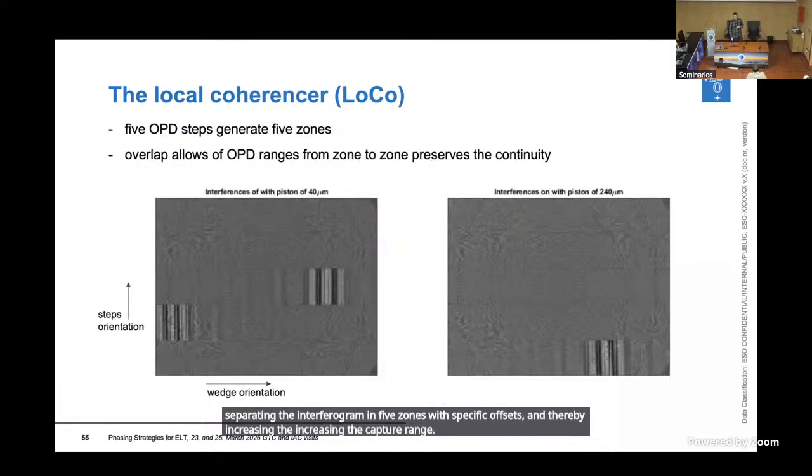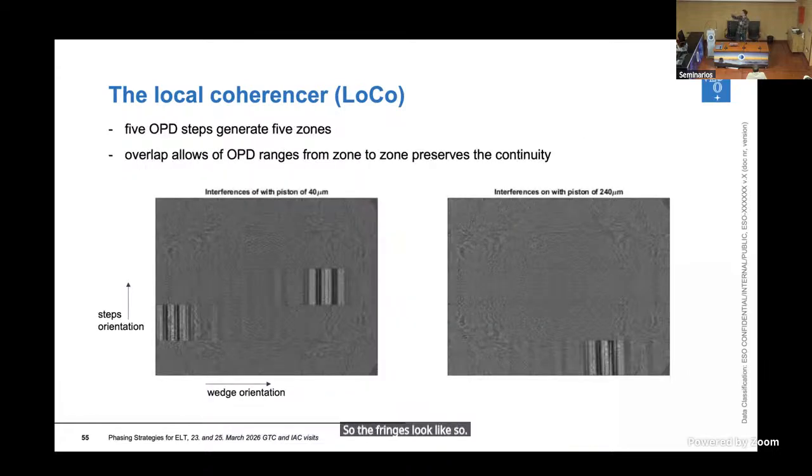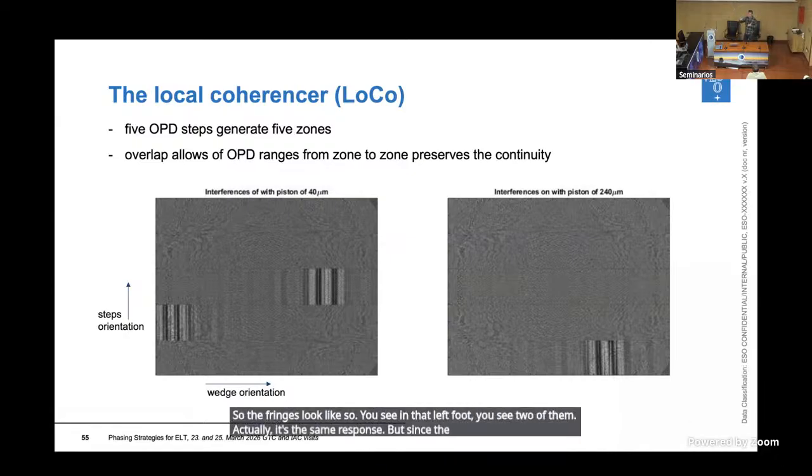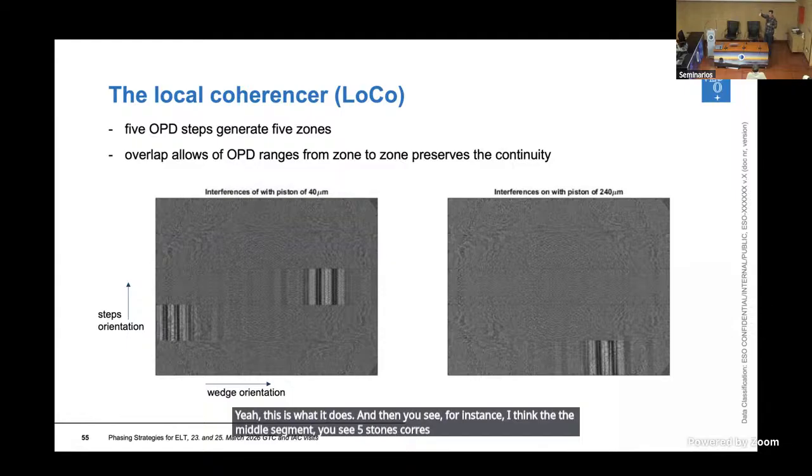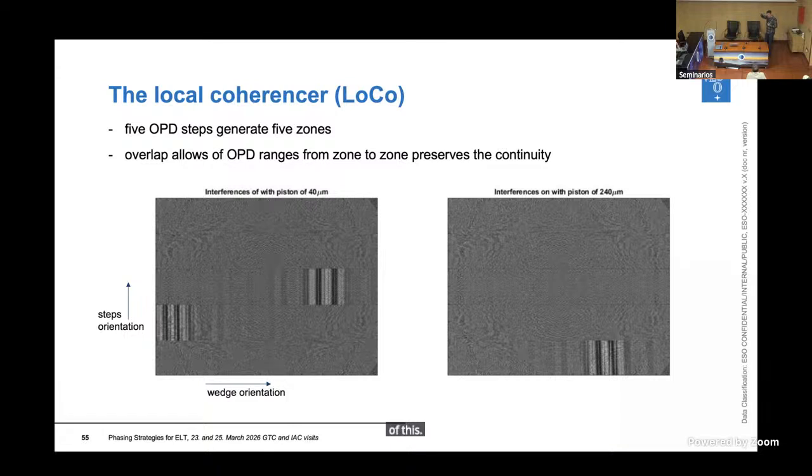So the fringes look like so. In that left plot, you see two of them. Actually, it's the same response, but since the OPD has overlap from one zone to the other, it appears twice. But this is just to preserve that there's a continuity in the measurement. Yeah, this is what it does. And then you see, for instance, the middle segment, you see 5 zones corresponding to the 5 steps of this step prism. Ideally, it should land on the middle one in the center.